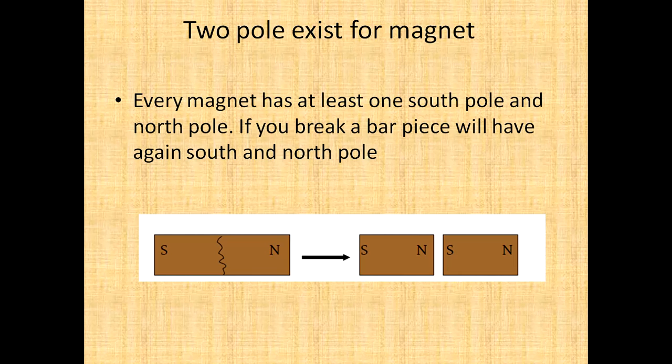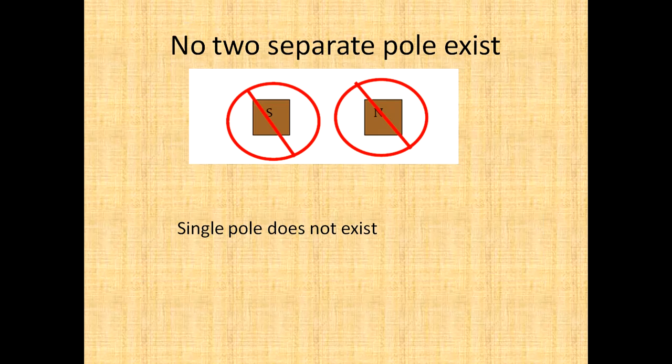So first, start with the magnet. There are two poles, the south pole and the north pole, and if you break the magnet, then also two poles exist. So no two separate poles exist for a magnet; only south or only north is not possible.